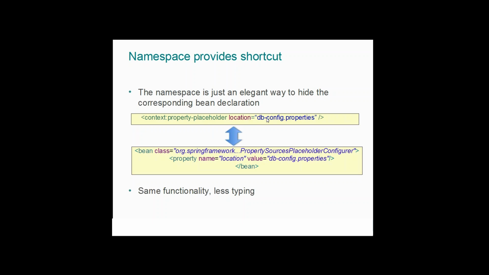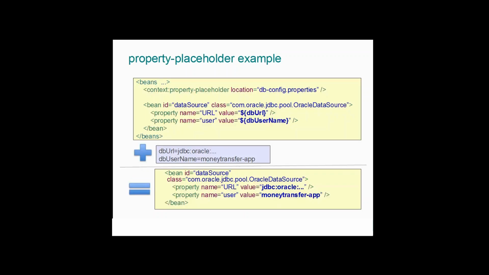So it becomes very simple, and the same functionality can be achieved in a simple way without much hassle, and without typing many things. This is a kind of shortcut. So namespaces provide a lot of shortcuts and hide the Spring specific bean creation and bean configuration definitions, which makes it simple to use.